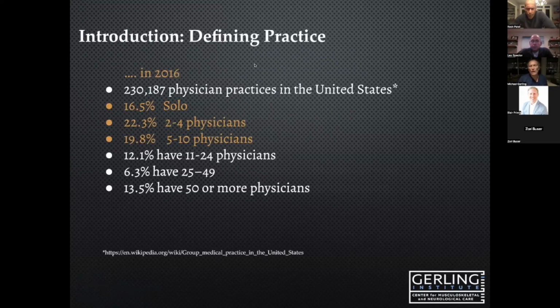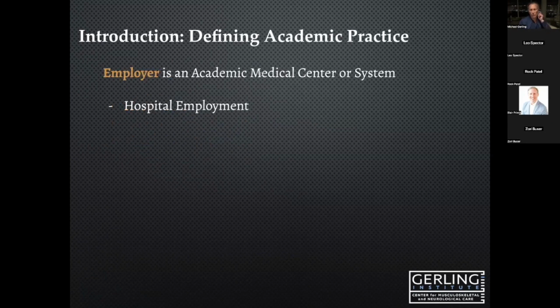In general, private practice in America, and practice in general, is somewhat defined, but it's morphing and changing quite a bit. In 2016, 230,000 plus practices existed in the States, and you could see that over 60% of them were small, mostly private. A lot of the larger practices are private as well. So, private or academic practices in general are not the most common model, and most people are not in academic practice. But how do we define it?